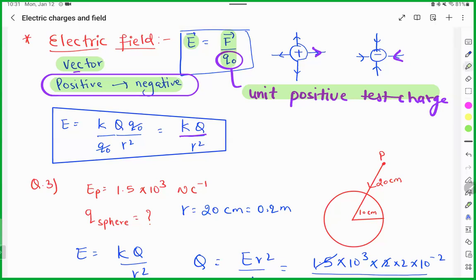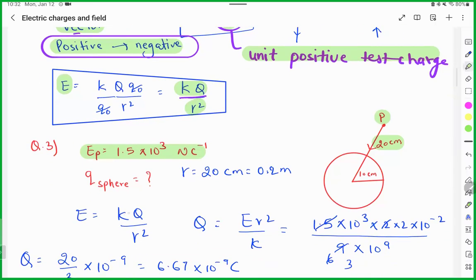That's why if you consider the formula, electric field is also kq by r square. What is capital Q? It is the source charge, the main charge. Example here, you can see the electric field at point P. You have to calculate the charge on this sphere present at this radius. The diagram is also given, so you can calculate directly using the formula E is equal to kq by r square. You can calculate the q value.